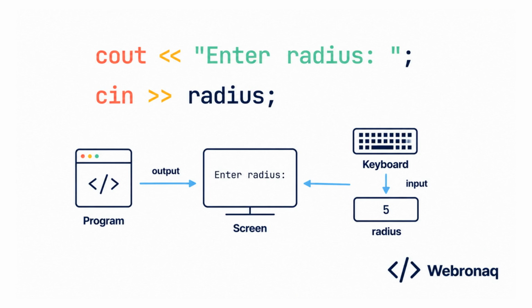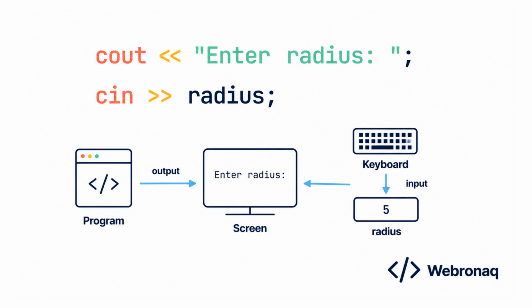Here's where the program starts talking to the user. Two lines, two directions of data flow. The first line uses cout, which stands for character output. The two less than signs after it are called the insertion operator. They push whatever is on the right into the output stream. So this line is taking the text, enter radius, and sending it to the screen. Underneath, cout is connected to standard output, which the operating system has wired up to your terminal window.